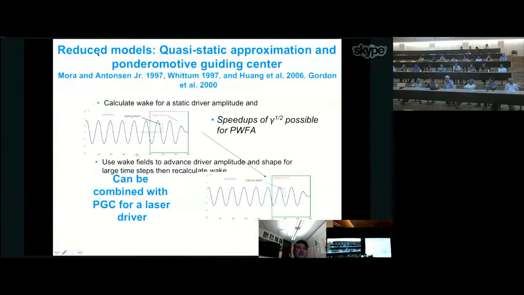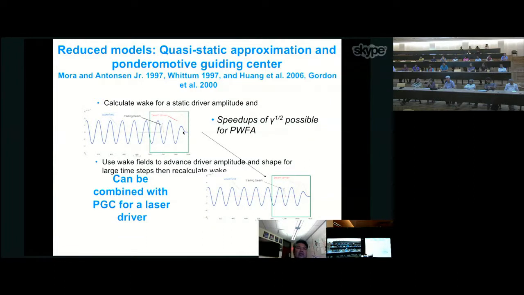Now, another thing that was worked on was the recognition that reduced models, or exploiting the quasi-static approximation, could be a very useful thing for modeling plasma-based acceleration. So if you look at this window, now we have a driver, it's a beam driver, but it could be a laser as well. As long as the shape of this driver does not change, then even if it moves from here to here, the wake behind it just moves along with it. You just shift it, but its amplitude and phase and everything do not change if the beam driver's shape does not change.